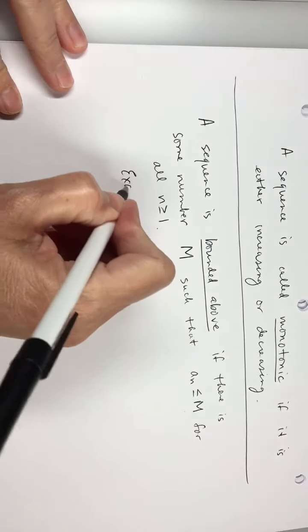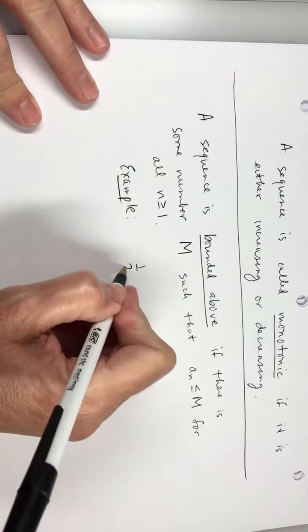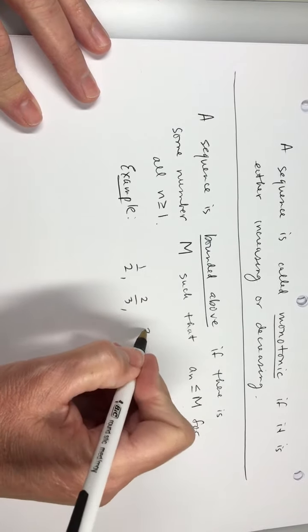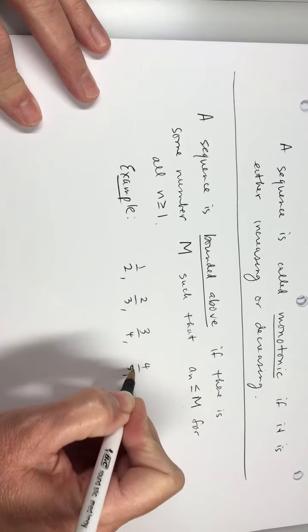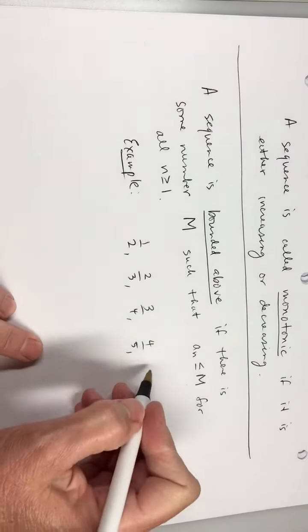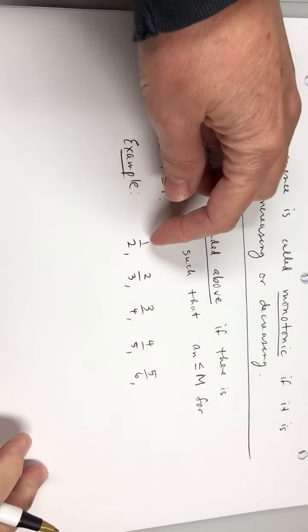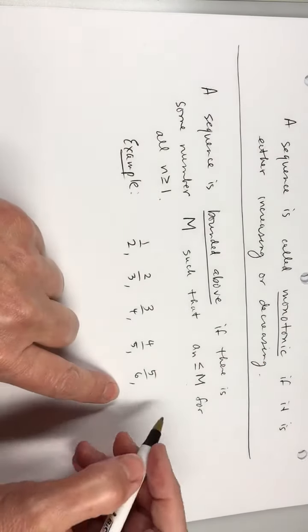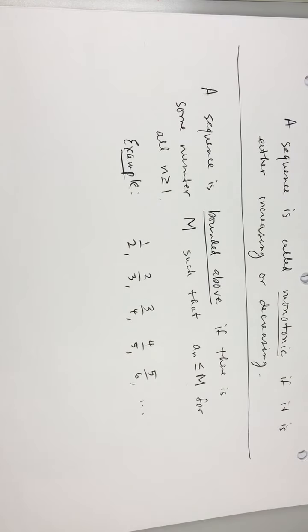Here's an example of a sequence. The first term is 1/2, the second term is 2/3, the next term is 3/4, the next one is 4/5. Who knows what the next term is? 5/6. I'm looking at the numerators increasing by 1, the denominators increasing by 1. This one is bounded above by 1.